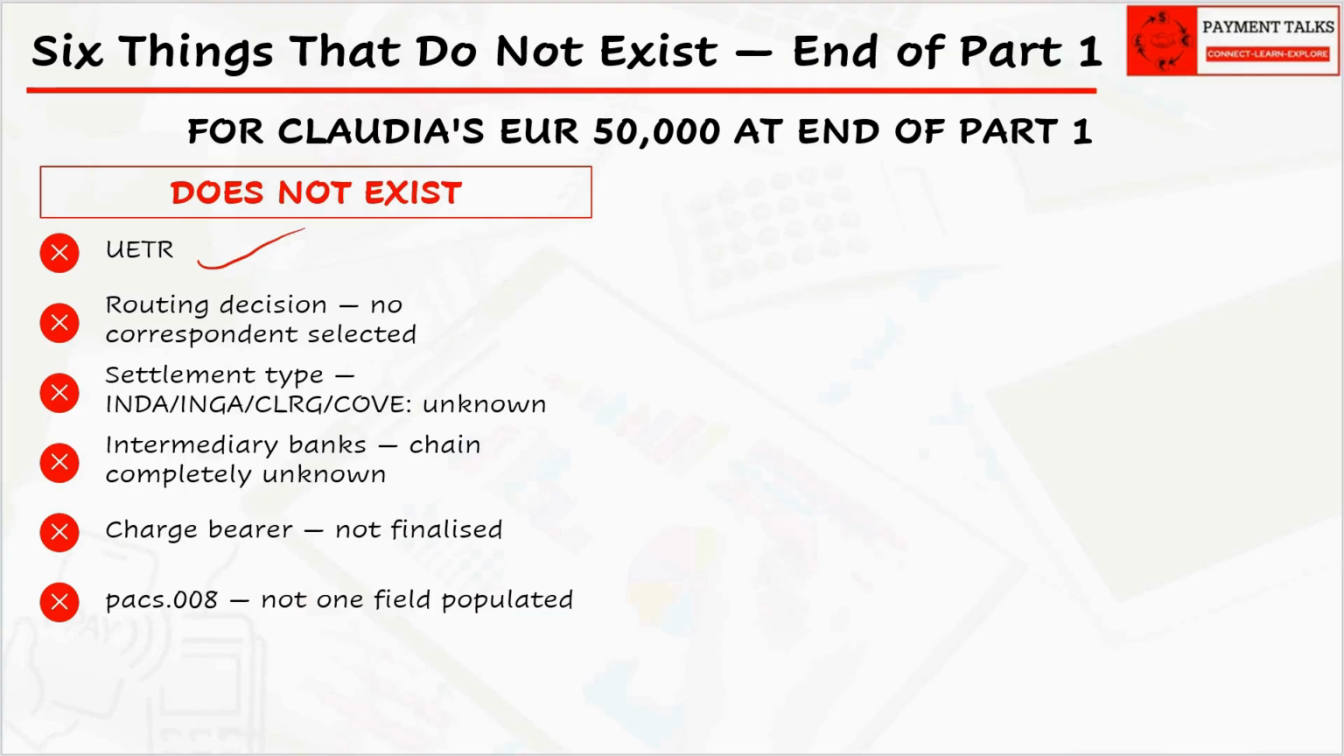Settlement type does not exist. Inda, Inga, clearing or cow. The routing engine determines this in part 2. Intermediary banks not identified. If the payment chain requires correspondent banks, we do not yet know which ones. Charge bearer not finalized. A customer preference may have been submitted in the portal. A scheme rule may override it. Neither has been applied yet. Backside does not exist. Not one field has been populated. The message has not been created.